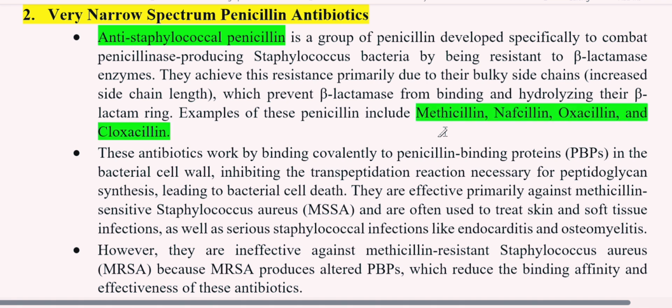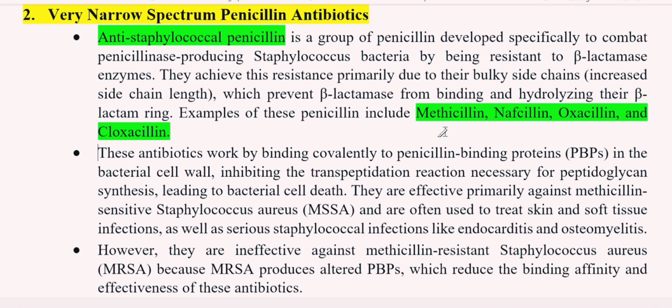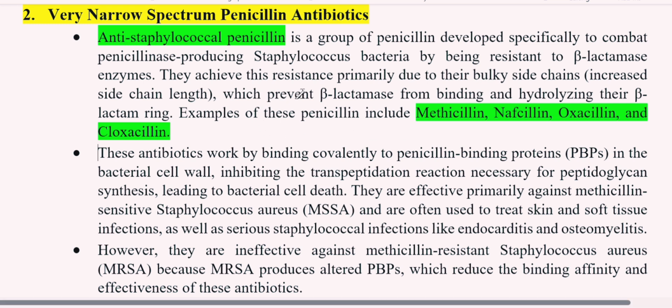Here I can tell you, as I discussed, these are the anti-staphylococcal penicillins. Why are we calling them anti-staphylococcal? Because they are active against Staphylococcus aureus. Previously, natural penicillins were not effective, but as we provided modification, those modifications increased the side chain length, which prevented beta-lactamase from binding and hydrolyzing their beta-lactam rings.